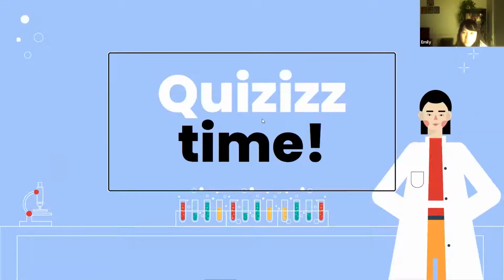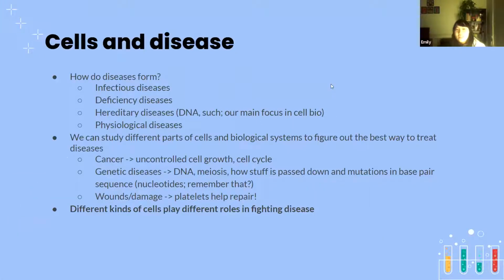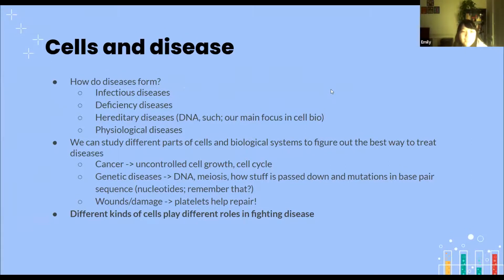So anyways, going into the lecture for today. Biotechnology really deals with cells and disease. Diseases are when our bodily functions don't operate normally as they should, resulting in health complications and messing up our internal functions and parts of our bodies. There are 4 main kinds of diseases: infectious diseases, deficiency diseases, hereditary diseases, and physiological diseases.